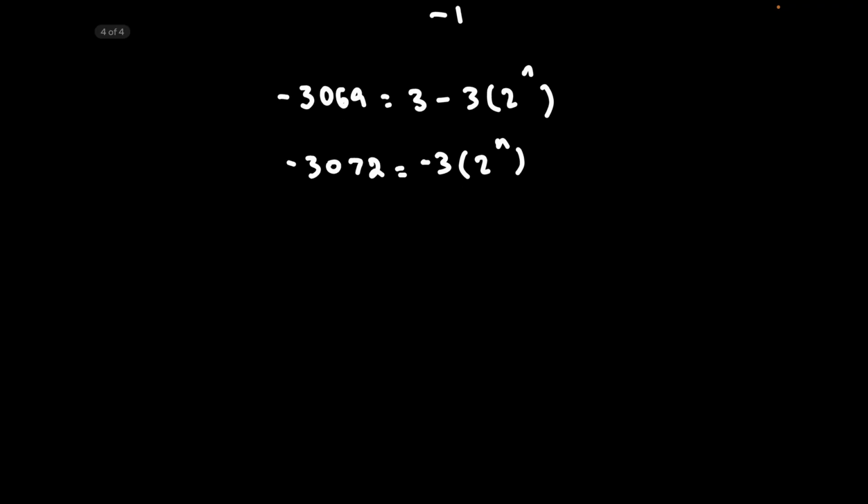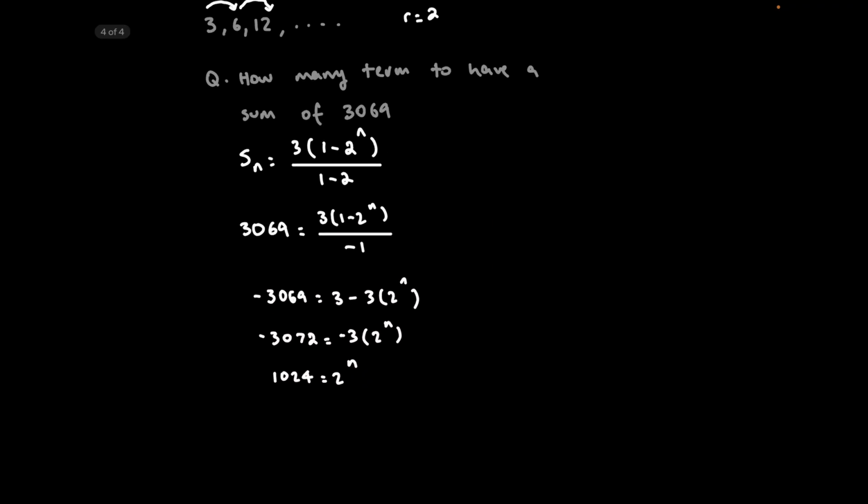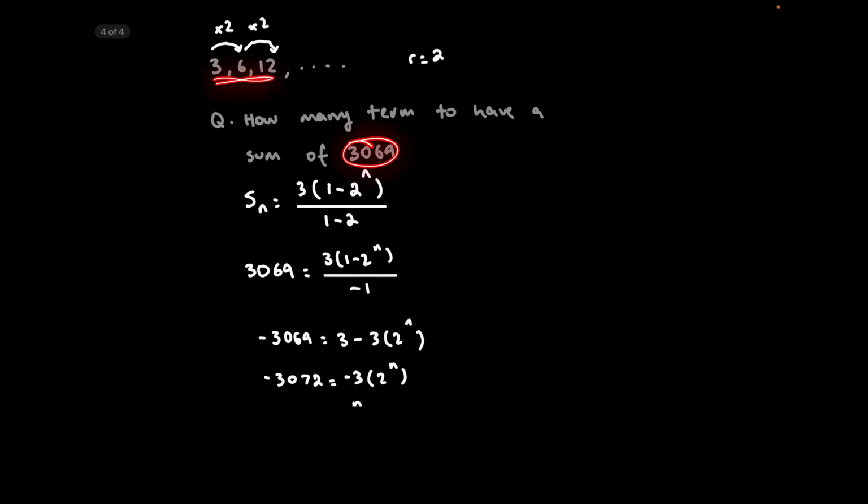Now that I have this, I can divide both sides by minus 3, and that'll give me 1024 is equal to 2 to the power of n. And the number that makes this work is 10. Okay, so 2 to the power of 10 equals 1024. So you would need 10 terms, okay? You need to sum 10 terms in this sequence before you get to a sum of 3069. And that's how you do this question here.